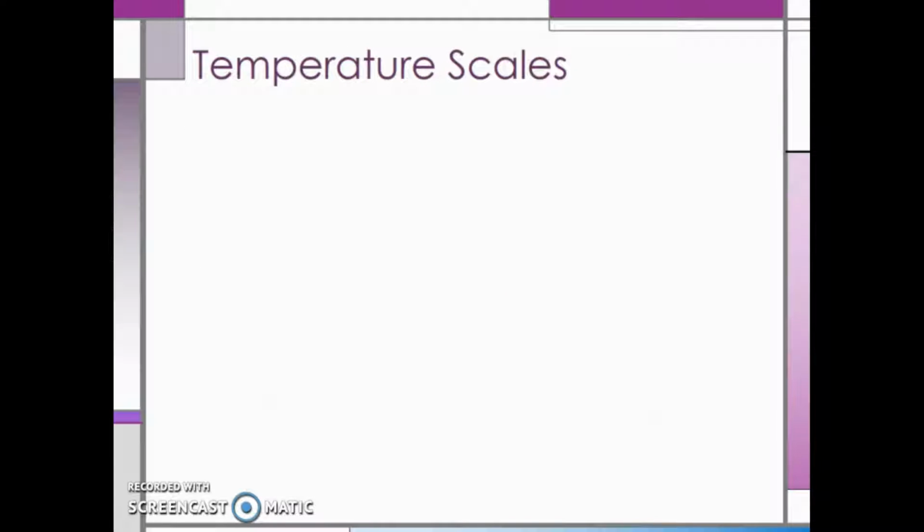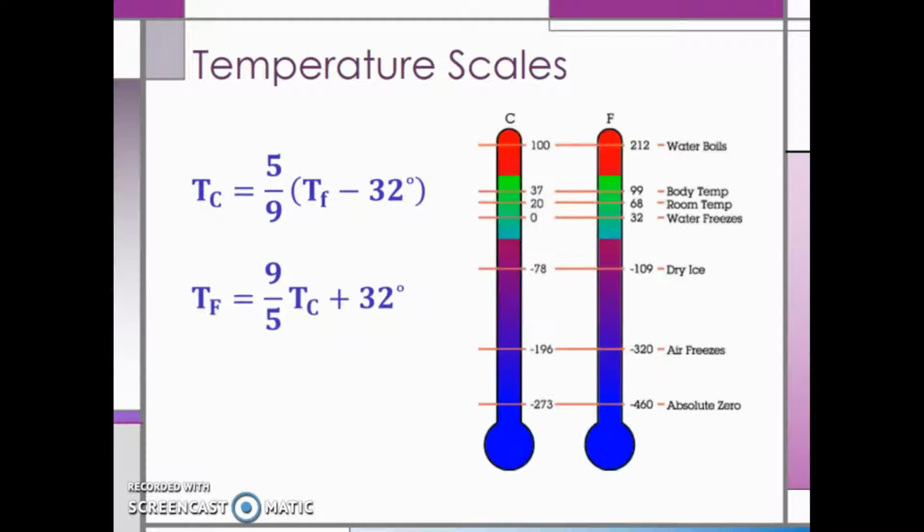Let's take a look at the two main temperature scales. We are probably most familiar with the Fahrenheit temperature scale, but if we know the Fahrenheit temperature, we can convert into Celsius by taking 5/9 multiplied by the sum of the Fahrenheit temperature minus 32 degrees. Don't forget to use the parentheses when you type this into your calculator. On the flip side, if we know the Celsius temperature, we can find the Fahrenheit temperature by taking 9/5 multiplied by the Celsius temperature plus 32 degrees.